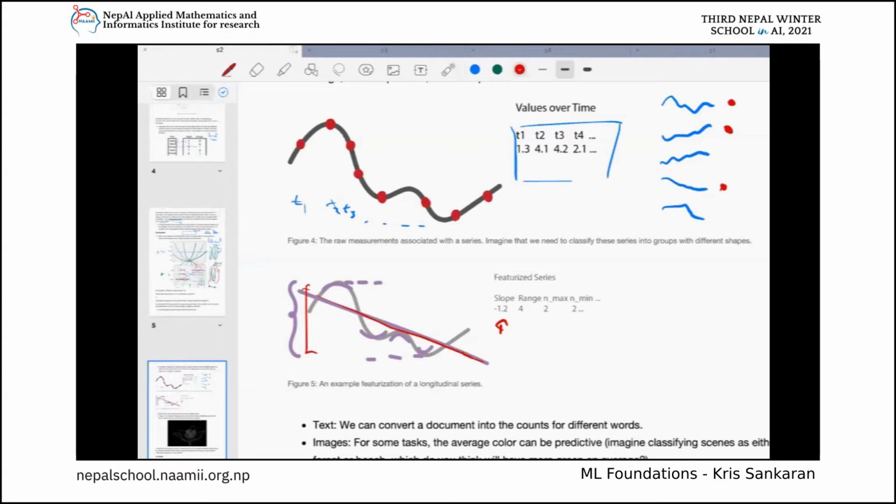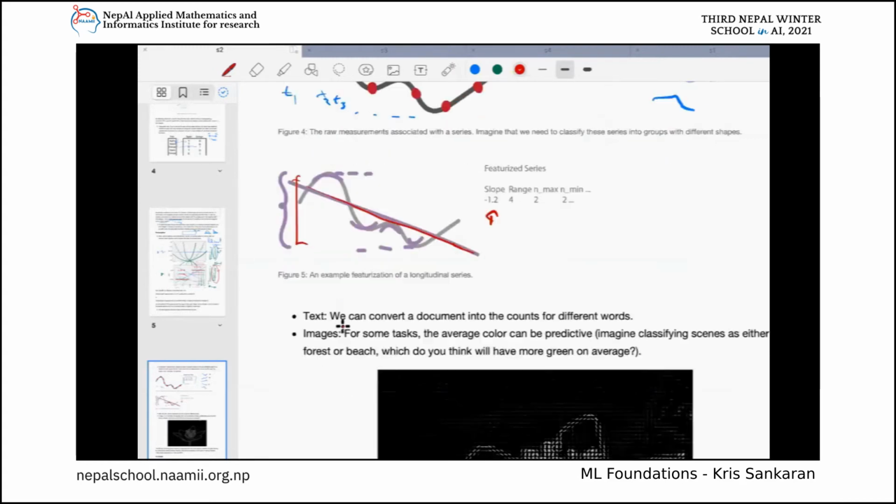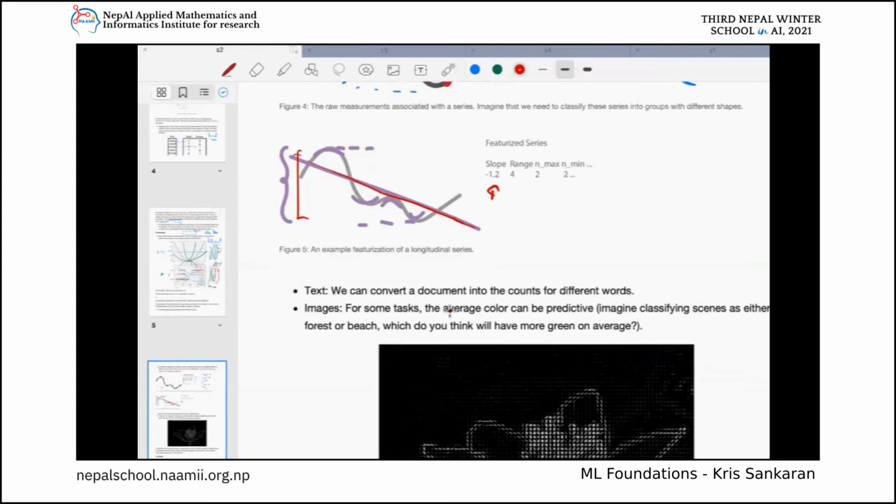What about for text, right? So text, you start off with these strings of words, but then you can convert it to document word counts. So this is the bag of words model. So that's a very natural way to featurize a document. You've converted it into counts that never existed when you originally got the data. For images, you can try things like the average color.